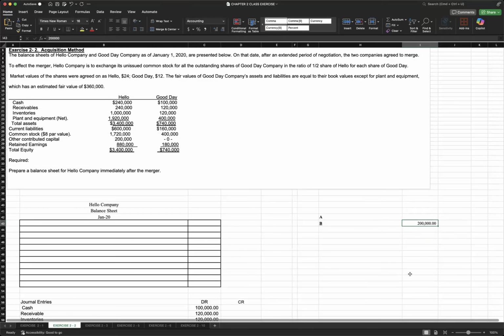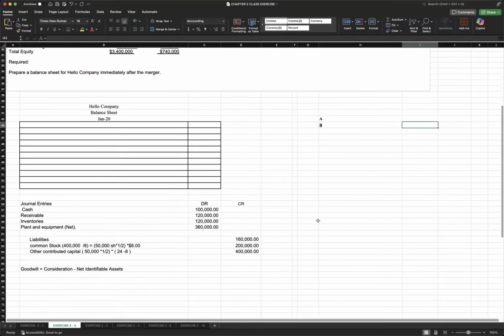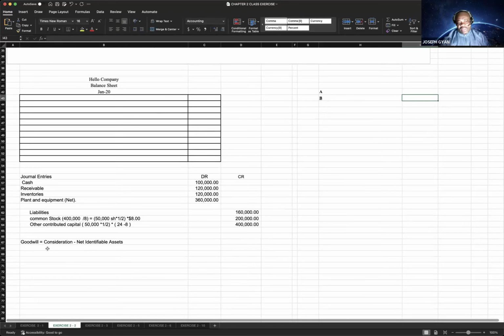Okay, it's just a price difference. Is it good now? Yes, Professor. So here we want to know the consideration we are giving, which is the number of shares. There are 2 ways. You can either add all the debit side and the credit side here, and the difference will be the goodwill.